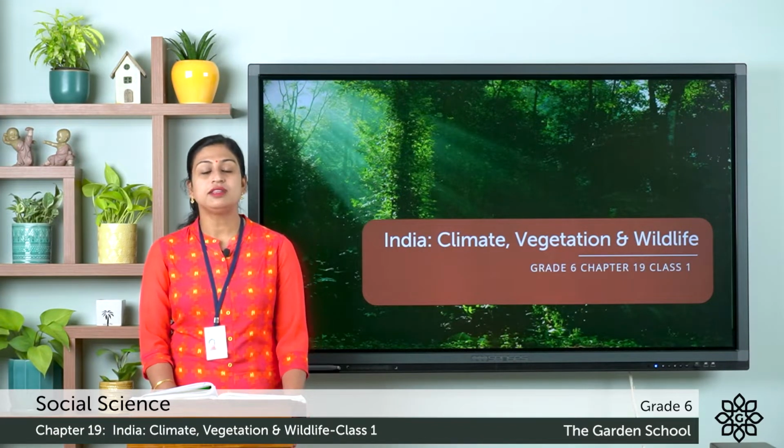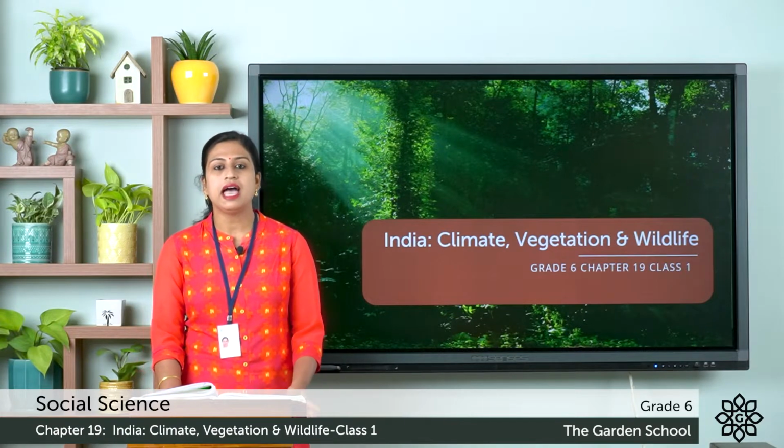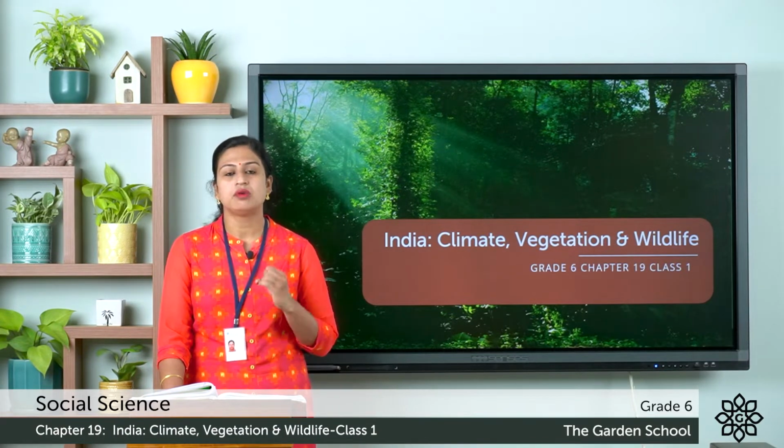Now here at a glance you can see a flow chart with the main heading Our Country India, and we will be discussing the climate, wildlife and vegetation of our country.